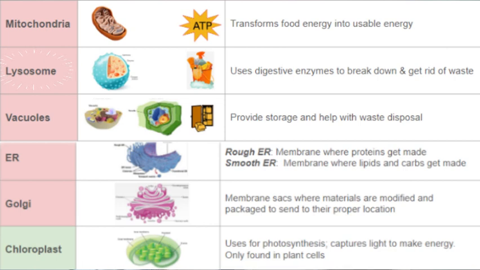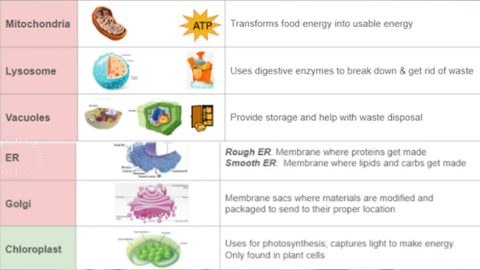We also have lysosomes. These take waste in the cell and break it down so that we can get rid of it. We also have vacuoles. These are really used for storage. We can also use them a little bit for waste disposal, as they can help move things out of the cell as well.